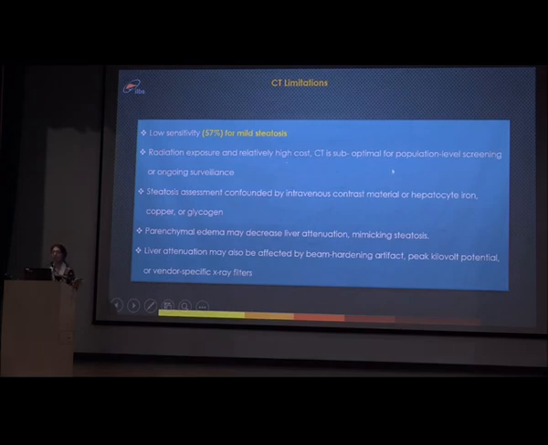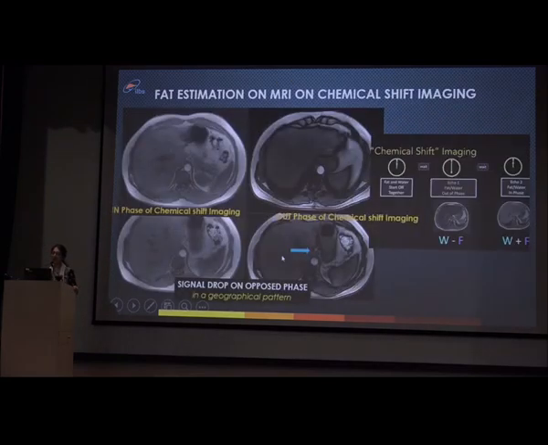Also, the confounding factors of fat in the liver on CT are hepatocyte iron deposition, copper and Wilson's disease, or glycogen storage diseases. So all storage diseases are going to mitigate the fat levels in the liver, and so it's not a great modality, which is also a confounding factor in MR, but less so with newer sequences, which I'll show you. So liver attenuation is affected by even CT artifacts, beam hardening artifacts, and also depends on the kilovolts we use, or on vendor specific X-ray filters, which are different from machine to machine.